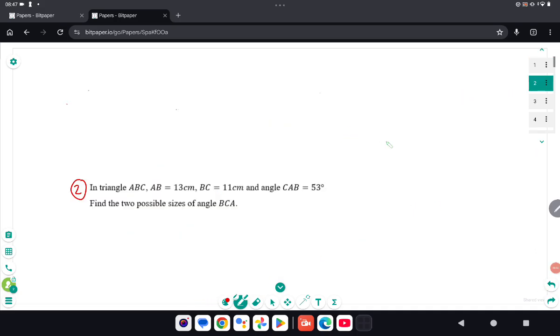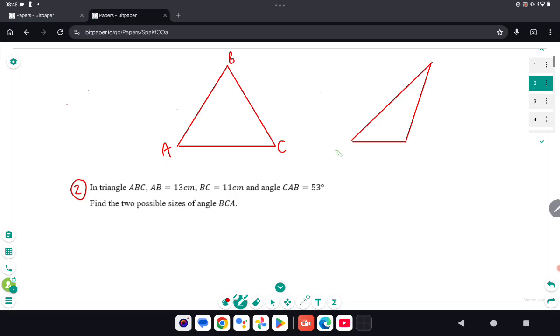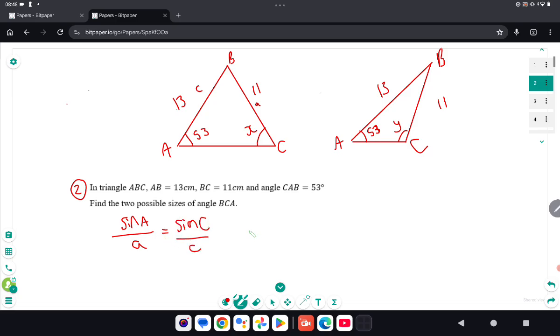Okay, let's look at this last question. So again, triangle A, B, C. I'll draw the acute and obtuse version. 13, 11, CAB is 53. We want this angle here. So sin A over a equals sin C over c. Sin 53 over 11 is equal to sin x over 13. Let's times both sides by 13.